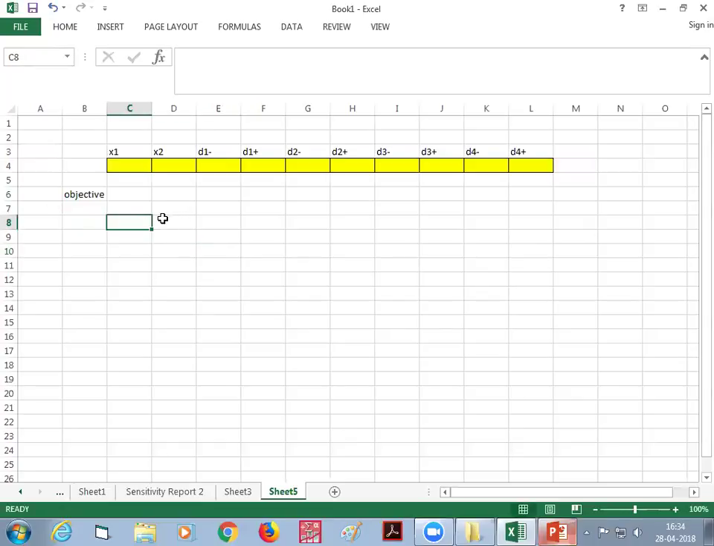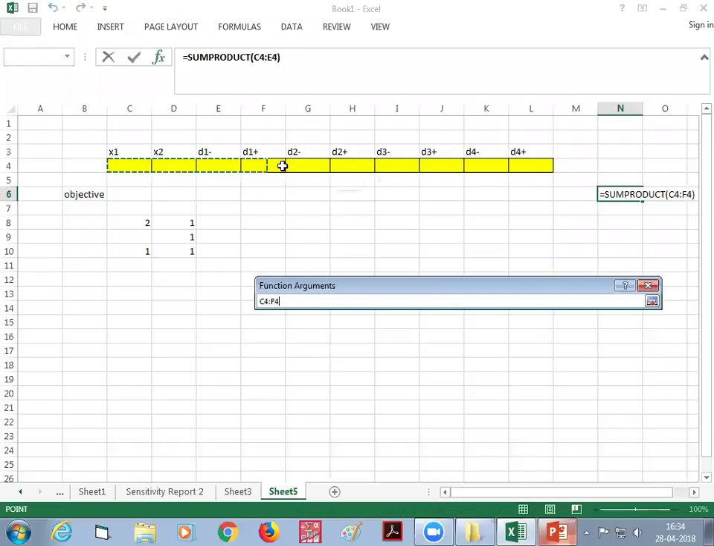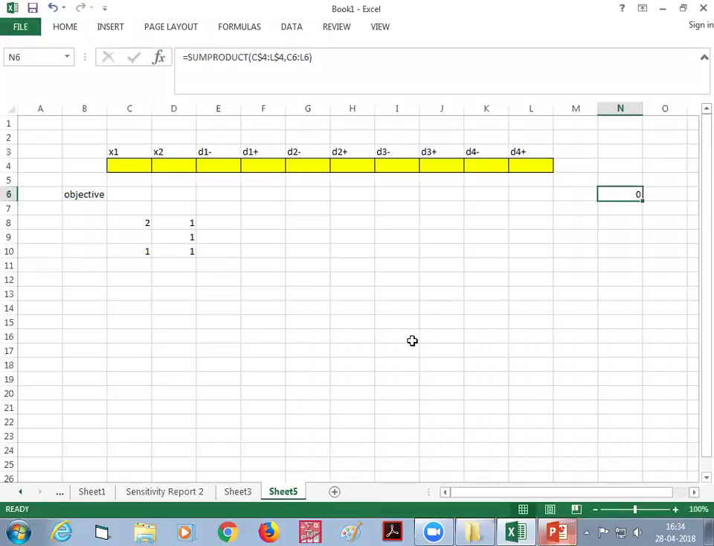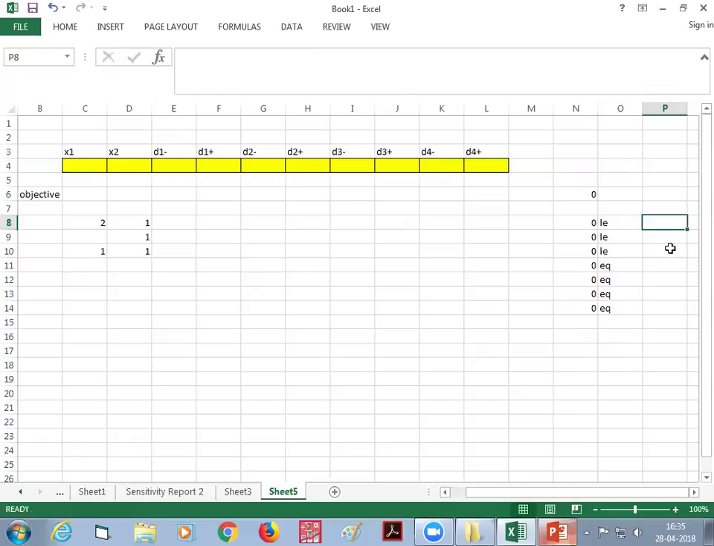So what were the constraints again? 2x1 plus x2, then just x1, and x1 plus x2. Then these three plus the fourth, 1, 2, 3, 4. So copy that here, and these three are less than or equal to constraints, and these are equal to constraints. I'll call this LEQ.